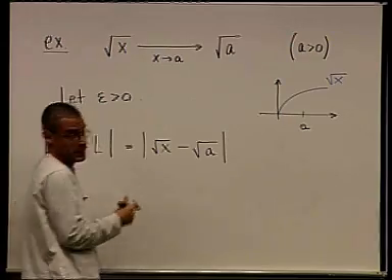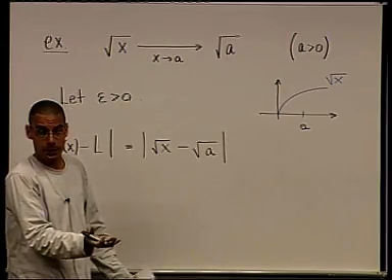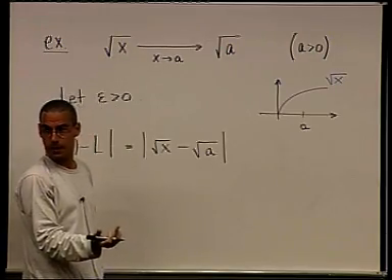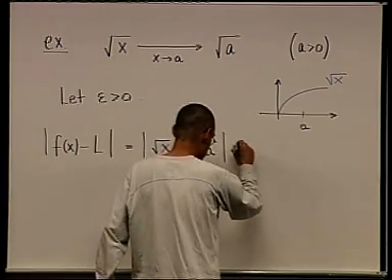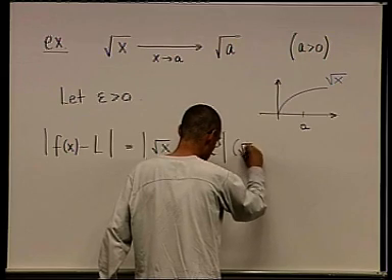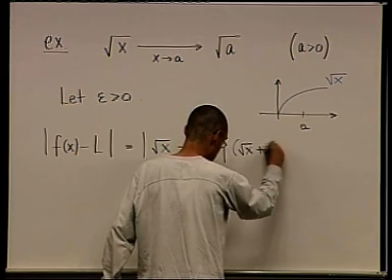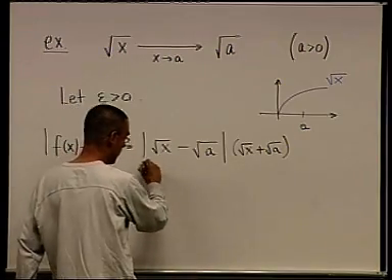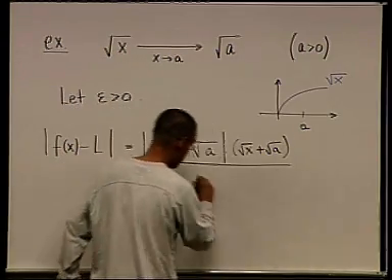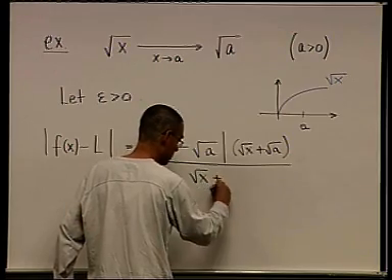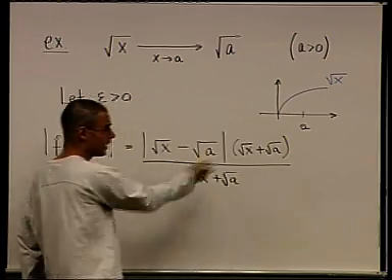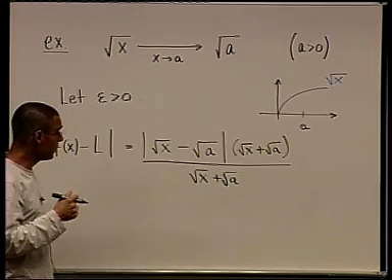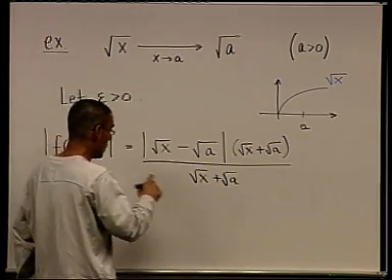But we can't just multiply things. Right. We multiply and then divide by the same thing. So I'm going to multiply this by root x plus root a. And in order to compensate for that, I'm going to divide it by root x plus root a. Do you agree that I can do this? This is like doing nothing, right? Okay. Now, what do I get?